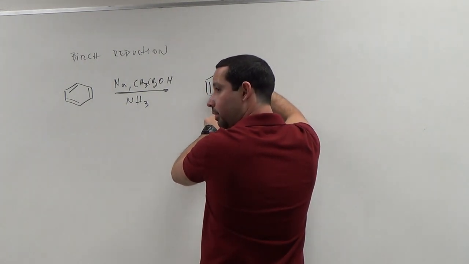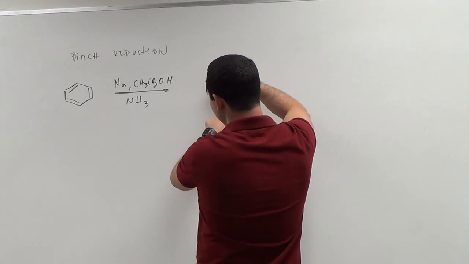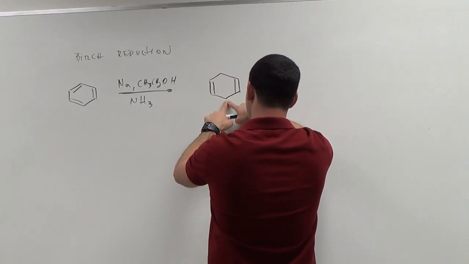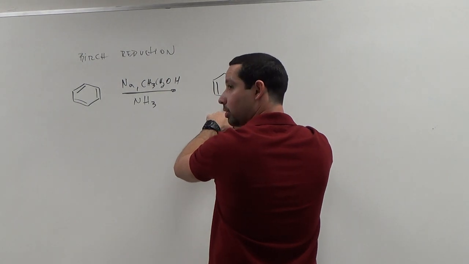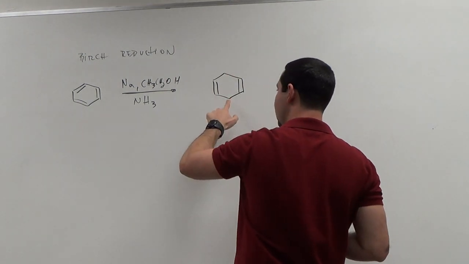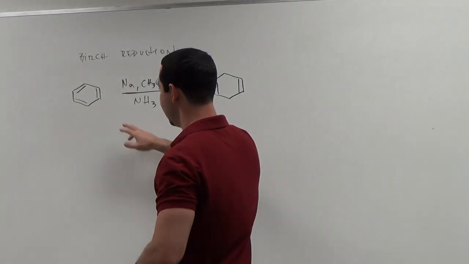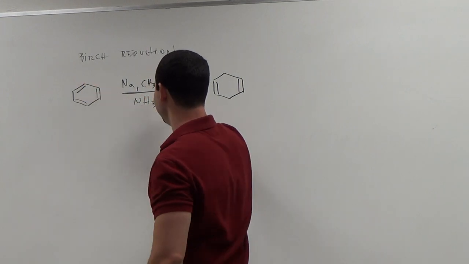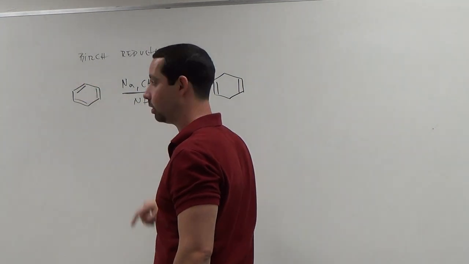Then this is going to abstract a proton, and then another sodium is going to give another radical, another electron, to this, and this will pull it from something else. This is going to be the base, and this is going to be the acid.